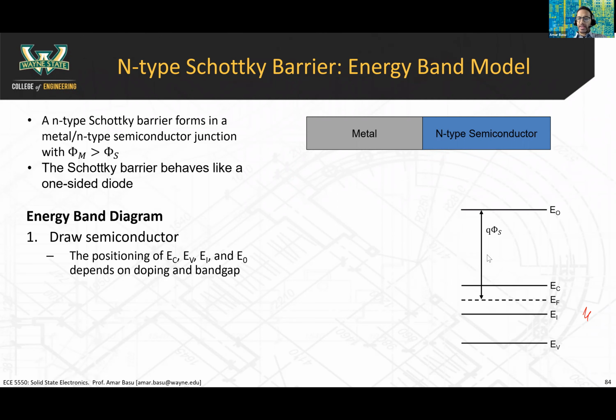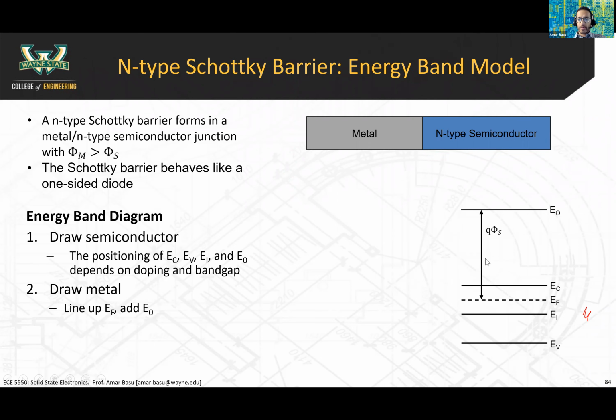The thing that we are adding is this guy here. To our semiconductor band diagram, we are going to add E sub 0, which represents the free electron level. That will be placed at a distance Q phi s above the Fermi level. Or if you want to use the electron affinity, it can be placed Q times chi above EC. So the distance between EC and E0 will be 4.05 electron volts.